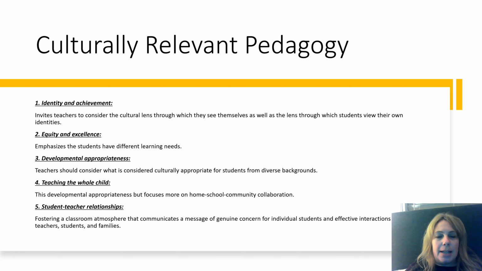The first one is identity and achievement. This invites teachers to consider the cultural lens through which they see themselves, as well as the lens through which students view their own identities. Number 2 is equity and excellence. This emphasizes the students have different learning needs.